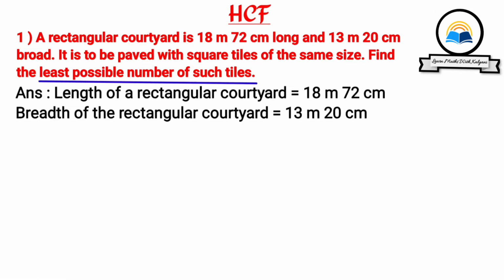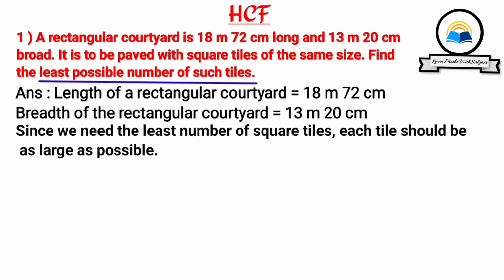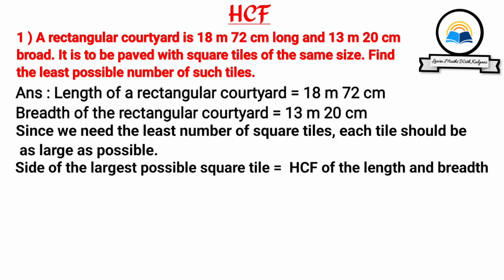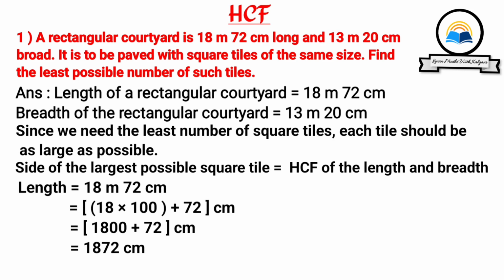Since we need the least number of square tiles, each tile should be as large as possible. The largest possible square tile will have a side equal to the HCF of the length and breadth. Convert both measurements into centimeters.